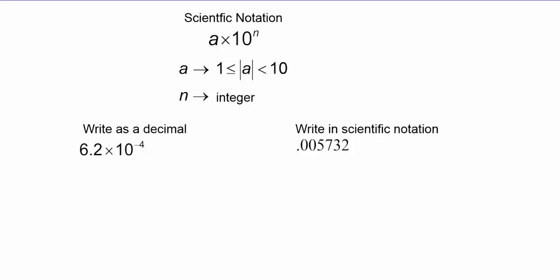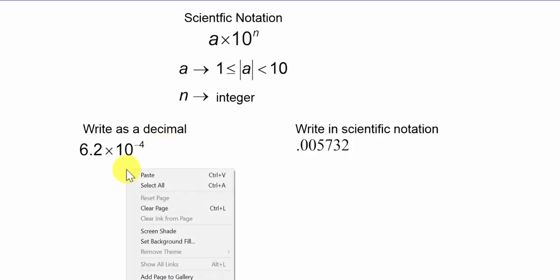Today we start by talking about scientific notation, which is just an abbreviated form of a number. And the way we write this is we have a number a whose absolute value is between 1 and 10, and it's multiplied by 10 raised to a power of any integer. So remember, an integer is all counting numbers including 0.